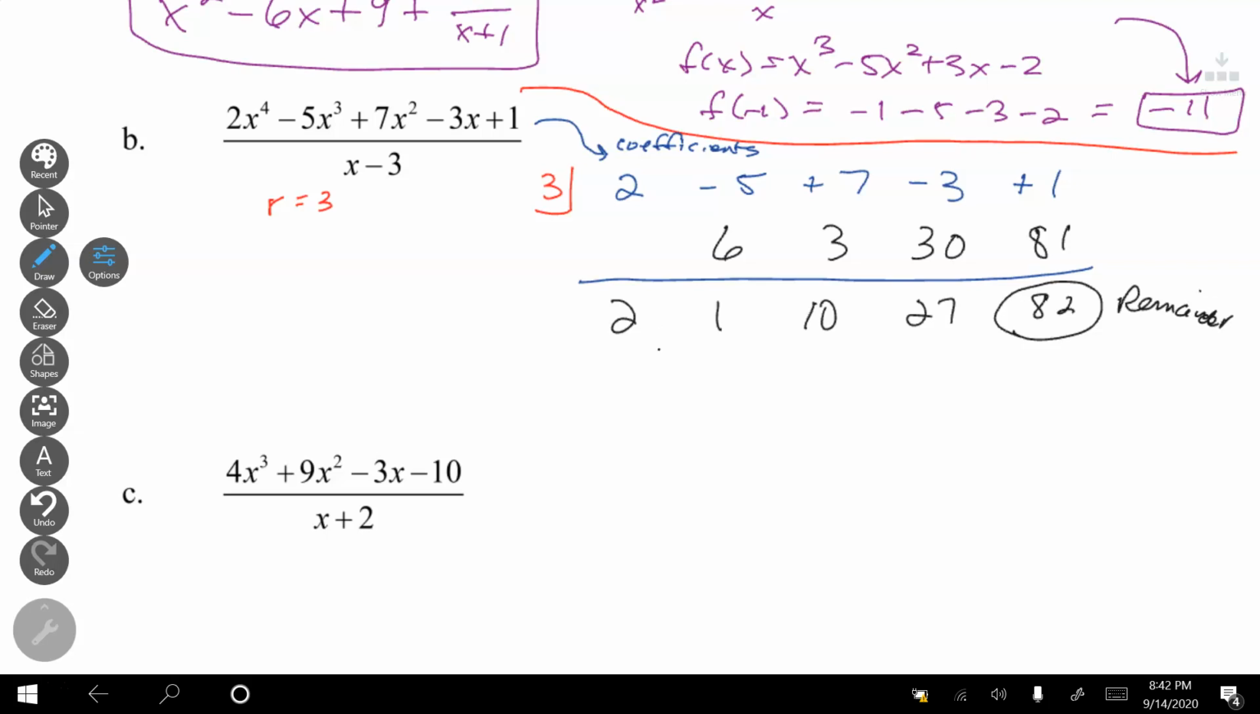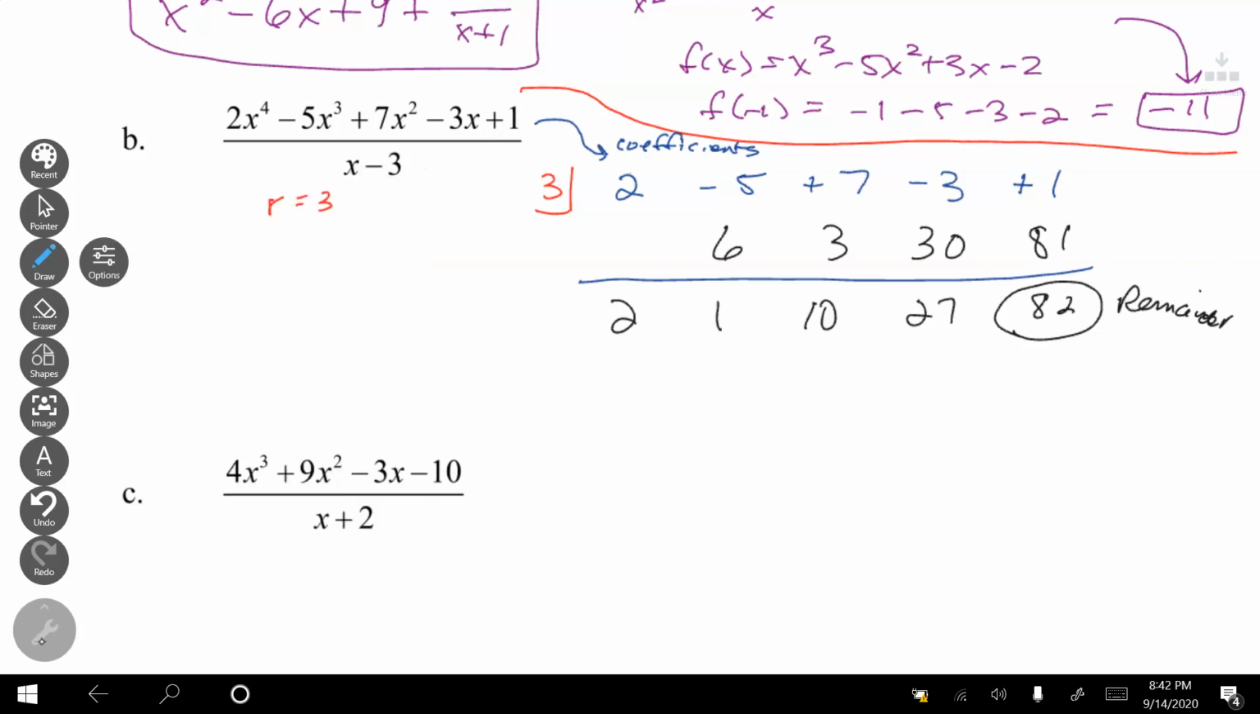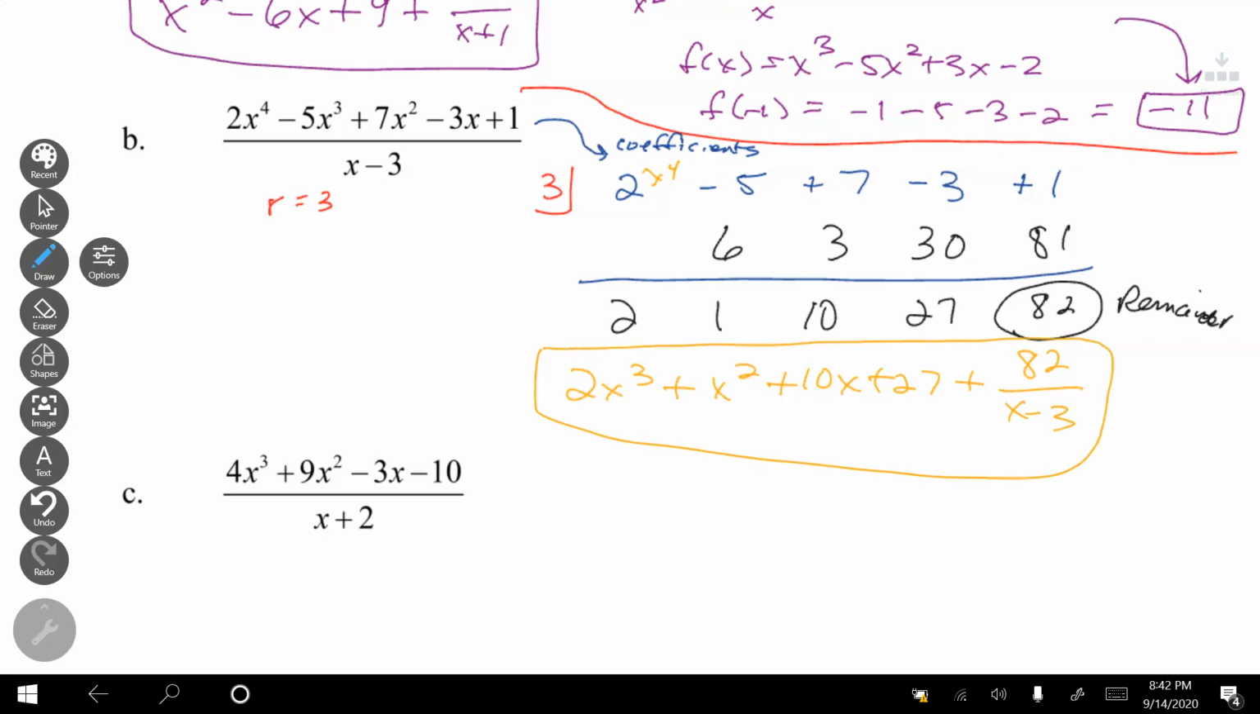And now, what did this stand for? Well, this one stood for 2x to the fourth. So this is 2x to the third plus 1x squared plus 10x plus 27 plus a remainder of 82 over the divisor of x minus 3. Synthetic division is so nice. It is really a shortcut on how we do things.